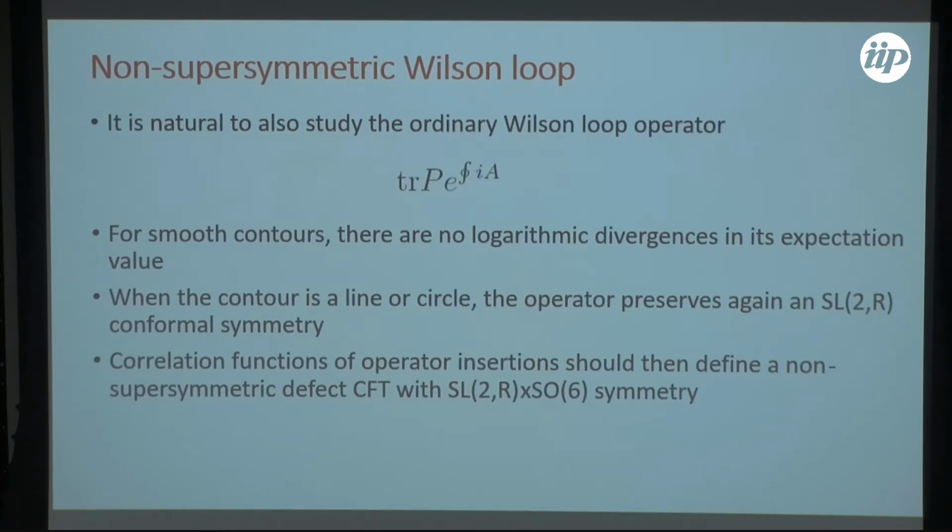And so again, when the contour is a line or a circle, this operator should preserve again an SL2R conformal symmetry, which doesn't get spoiled because there are no logarithmic divergences if you compute the expectation value in perturbation theory. So by the same logic that I was describing before, you can consider correlation functions of operator insertions on this operator, and they will define some other defect CFT with a different symmetry. It's a non-supersymmetric defect CFT with symmetry SL2R cross SO6. You now have SO6 because this doesn't couple to any scalar, so it doesn't break the SO6 symmetry of the gauge theory.